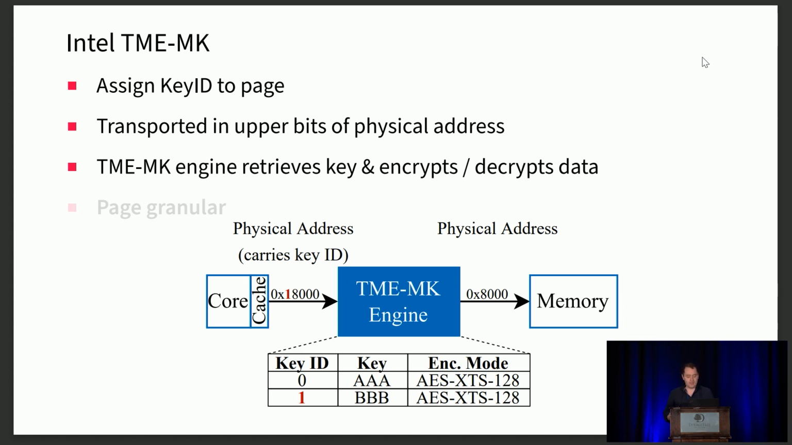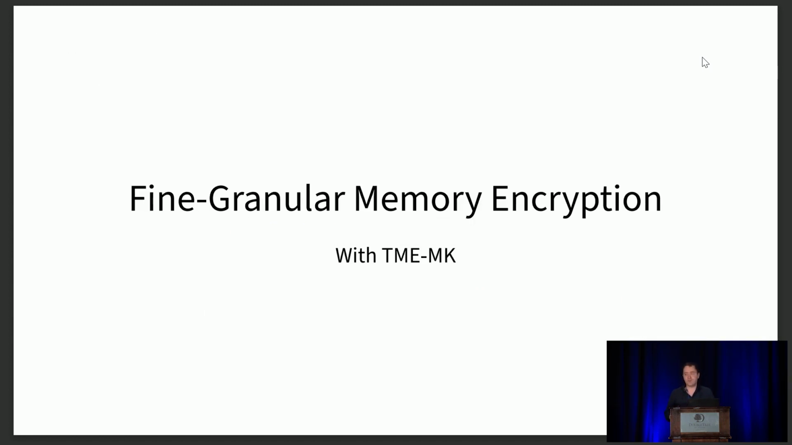This also gives the limitation of this scheme. It is meant to be page granular, so we have one key per page. For many applications, like memory safety and other things, and also our cryptographic control flow integrity, this is too coarse-grained. We want a more fine-grained scheme. And this is the main contribution of this paper. We show that we can have fine-grained memory encryption on Intel CPUs with this TME MK engine without any hardware changes.